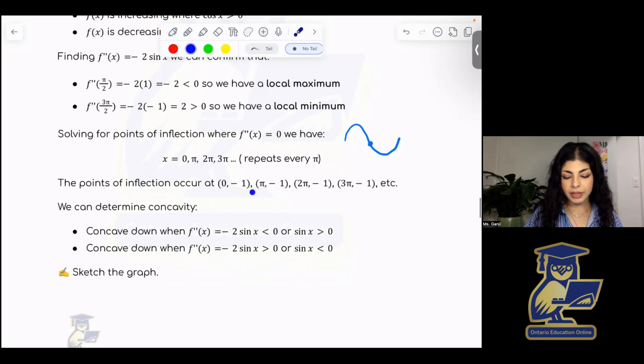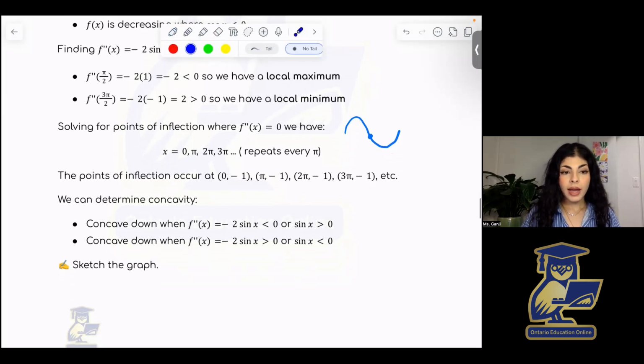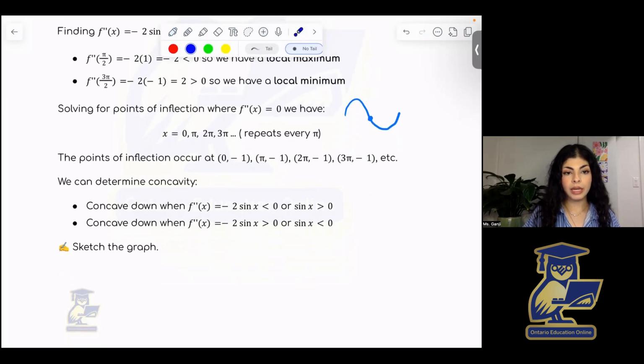And so our points of inflection are these points over here. Now we can determine concavity, and this is actually the part that confirms this for us as well, or what you know about sine functions.